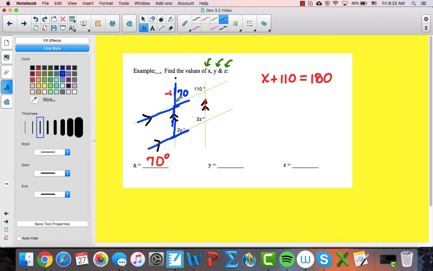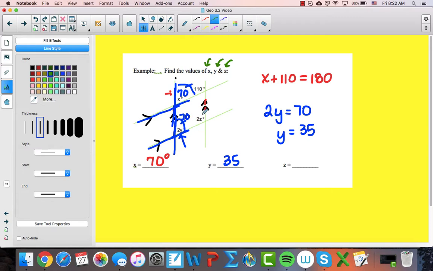And this is the transversal. You may notice that 2y and 70 are corresponding angles, which are congruent. So I can say that 2y equals 70, so y equals 35 by division. I'm sorry, y is 35. And so then this angle is 70 degrees. We know that because they're congruent.